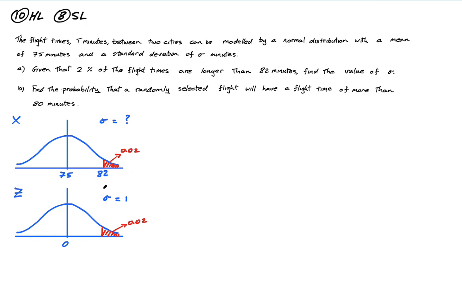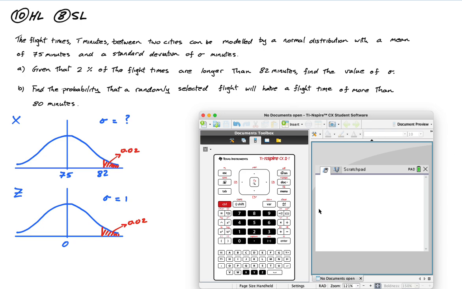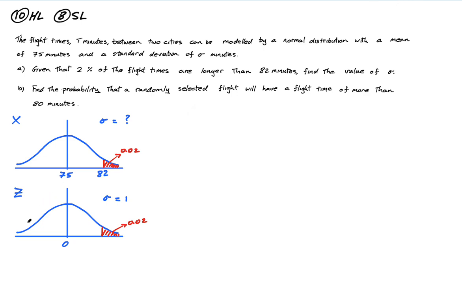So what we need to find is 82's equivalent down here in the Z distribution. What I'm going to do in my calculator is use the inverse normal. But on the inverse normal, I can't put 0.02, because the calculator can only deal with the area to the left. So the area, this green area, if you think about it, is 0.98, because the total area has to equal 1.